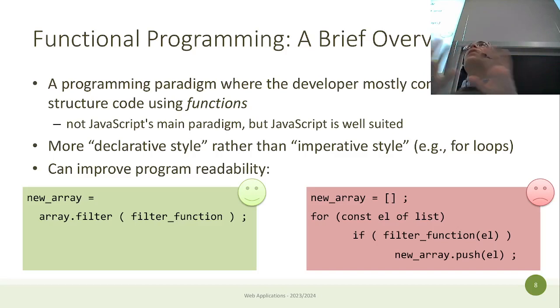Okay? With functional programming, of course, it's more abstract. You basically declare what you would like to do. Like, I want a new array, and I want the new array to be filtered on this condition. And the condition is the filter function, like we saw before. Okay? In a certain sense, it could also improve readability. But of course, not all the code that we would like to write is suitable for this approach. Okay? At least in JavaScript. But many times, that's something that can be really useful.